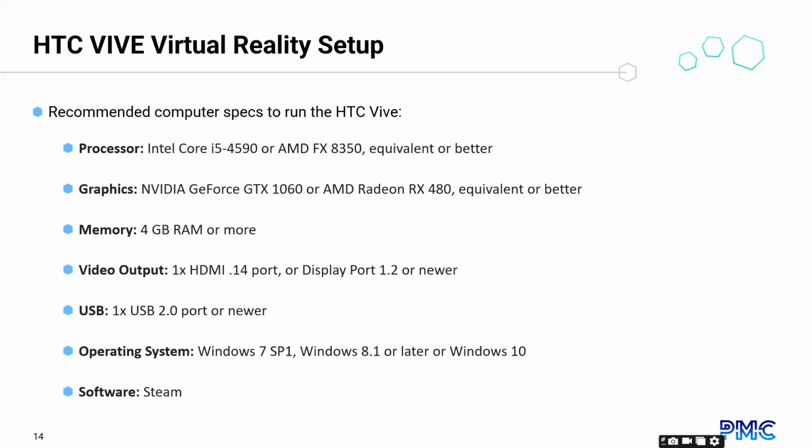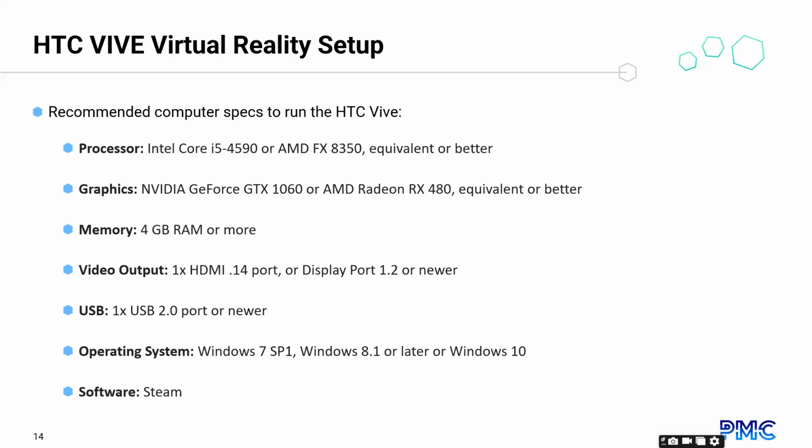Okay, so here we have some recommended specifications of a computer to run the HTC Vive equipment. This is specific for the HTC Vive. For processor, we have Intel Core i5-4590 or AMD FX 8350 or a better one. Graphics: NVIDIA GeForce GTX 1060 or AMD Radeon RX 480 or a better one. Memory: at least 4 GB RAM.